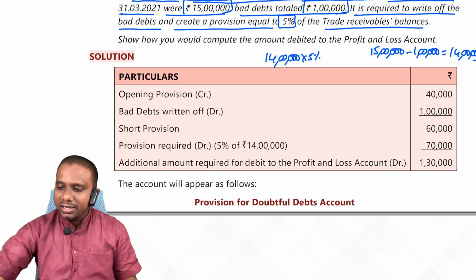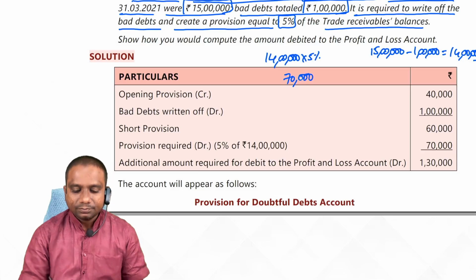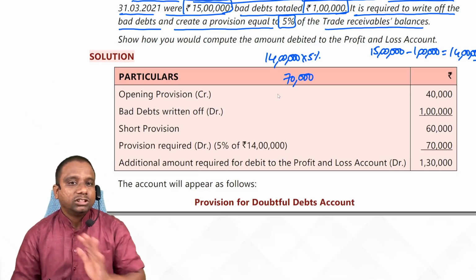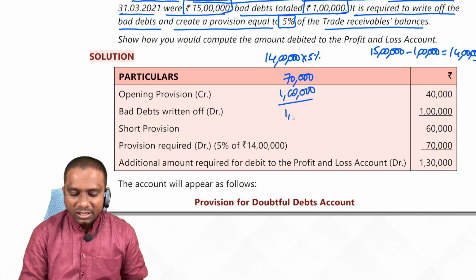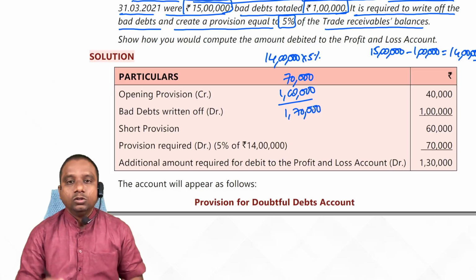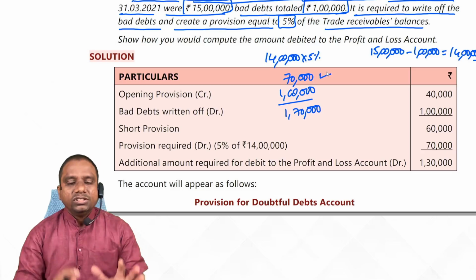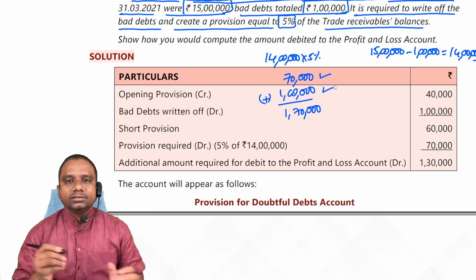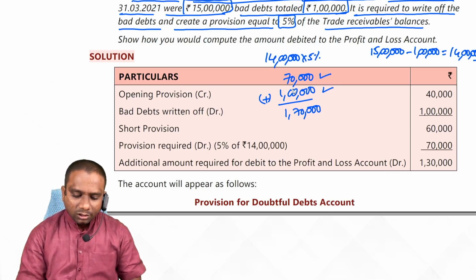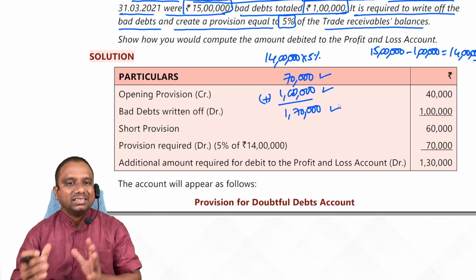Now, 14 lakhs into 5%, 70,000. 70,000 towards provision and 1 lakh is bad debt. Total amount to be transferred to profit and loss account: 1 lakh 70. Calculate like this, simple. Current year provision 5% plus bad debts 1 lakh. Total amount generally you have to transfer to the P&L account is 1 lakh 70.